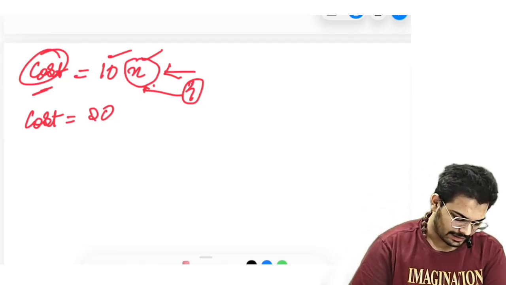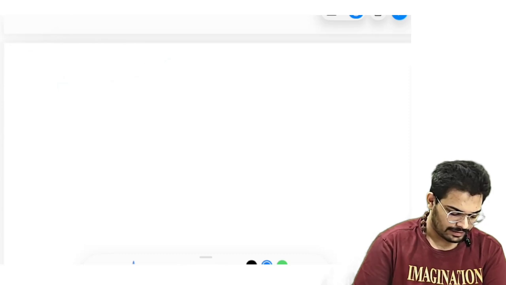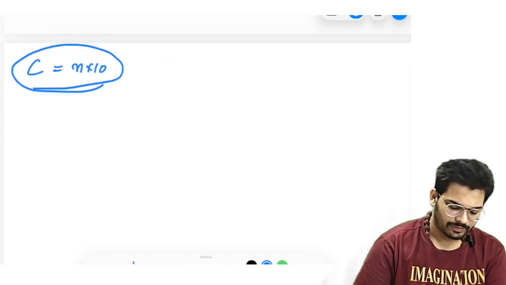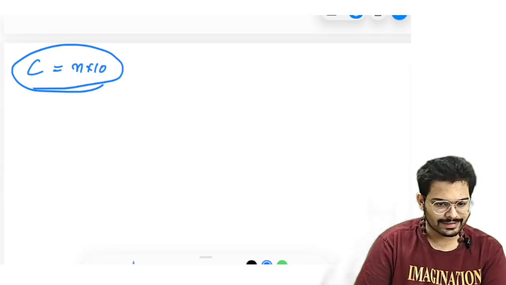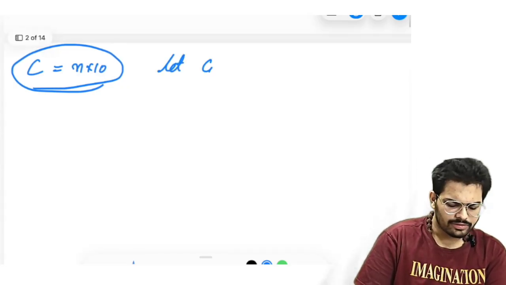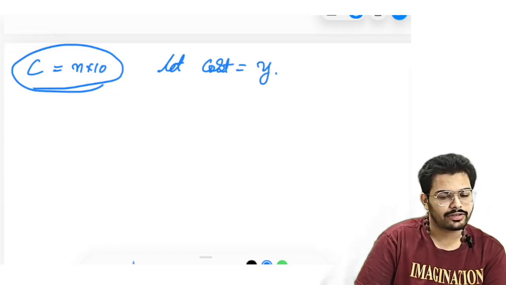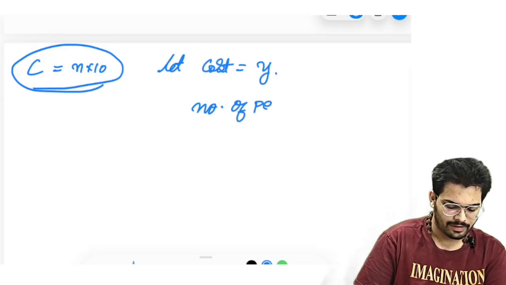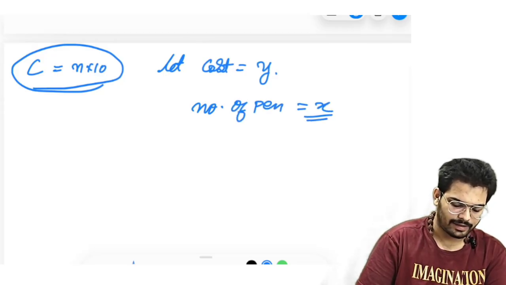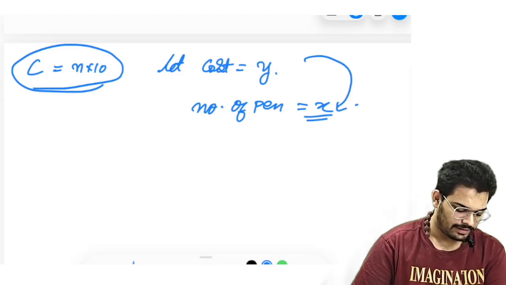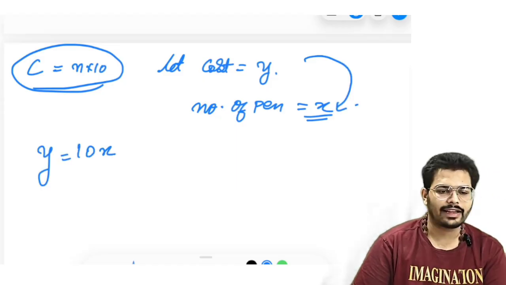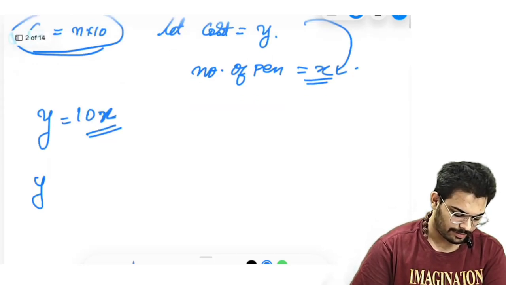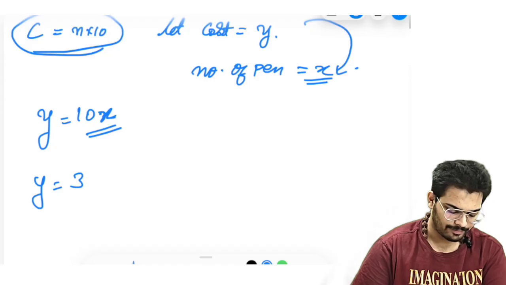Now we can represent this scenario, that is, the cost will be the number of pens into 10, with our coordinate axis. In our coordinate axis, we will be using two variables, x and y. Let the total cost you will be paying be y, and the number of pens be x. In this scenario, we can frame a mathematical equation: the cost you will be paying will be 10 into x, where x is the number of pens you are buying. For example, if you are buying 3 pens, the cost y will be 3 into 10, that is 30.